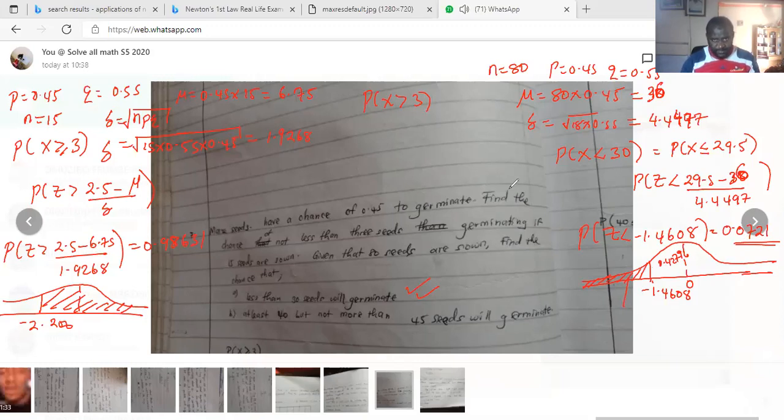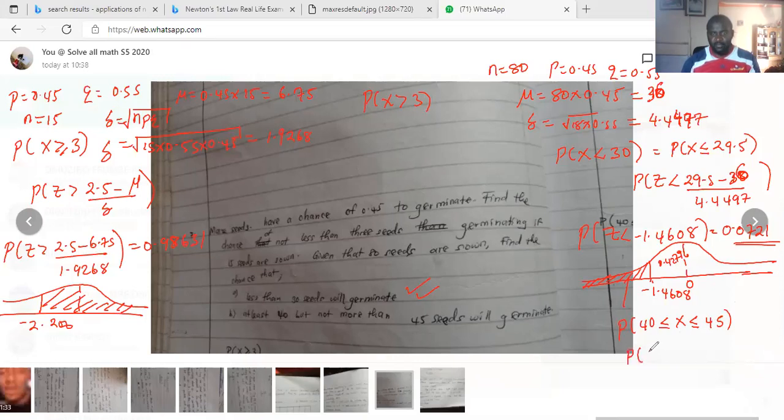Then the last part, it says at least 40, but not more than 45. If it is at least 40, but not more than 45, it means probability of 40 is less or equal to X, but not more than 45. It's less or equal to 45. So this will give me probability.